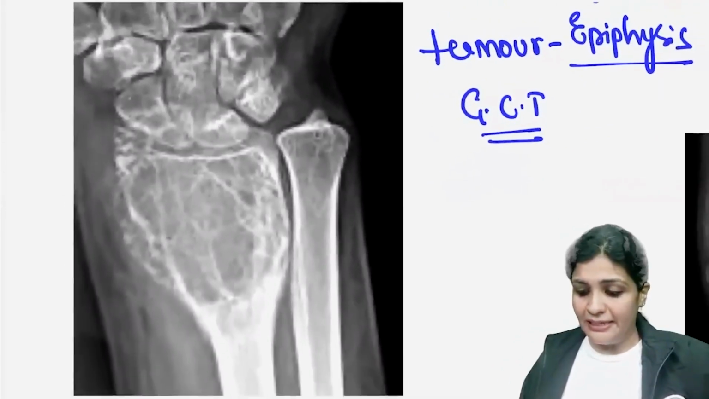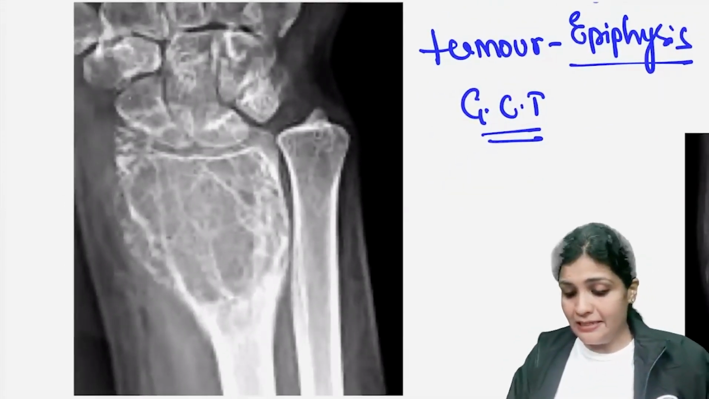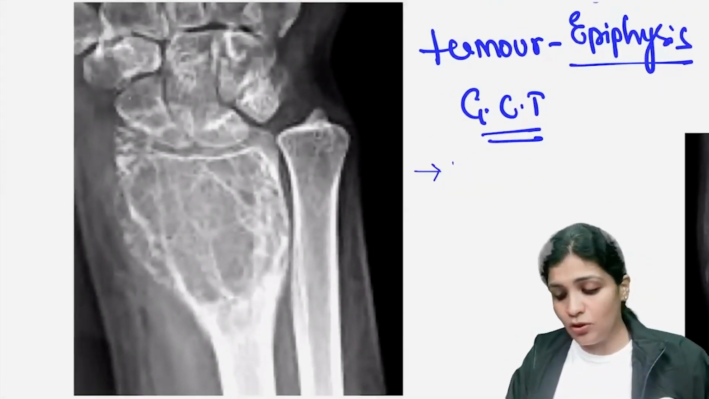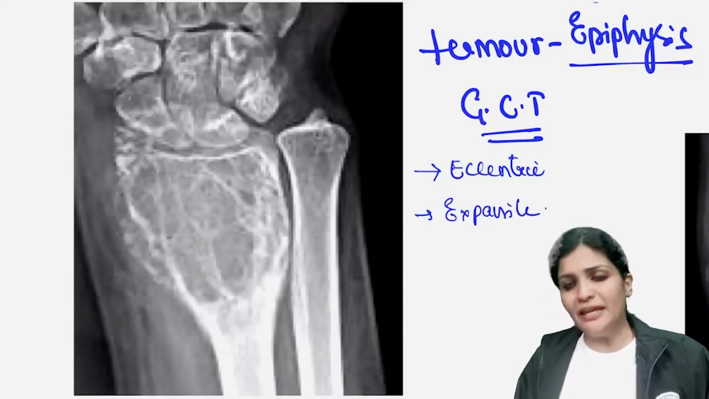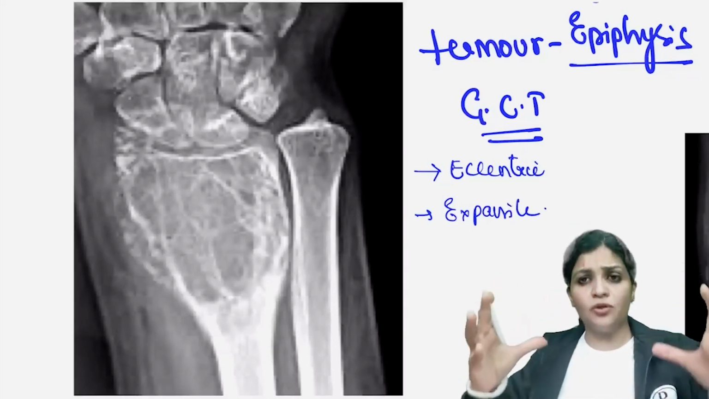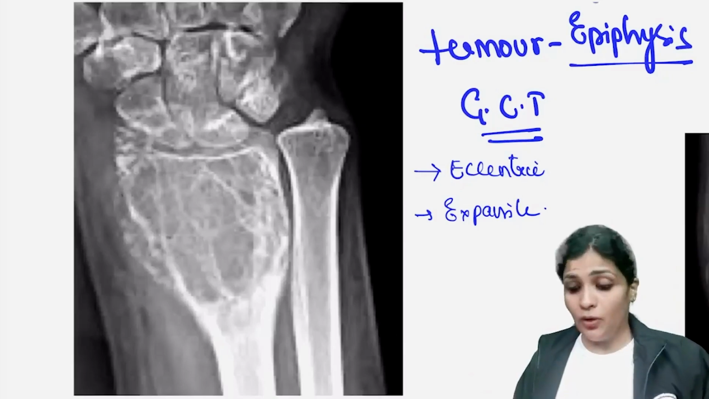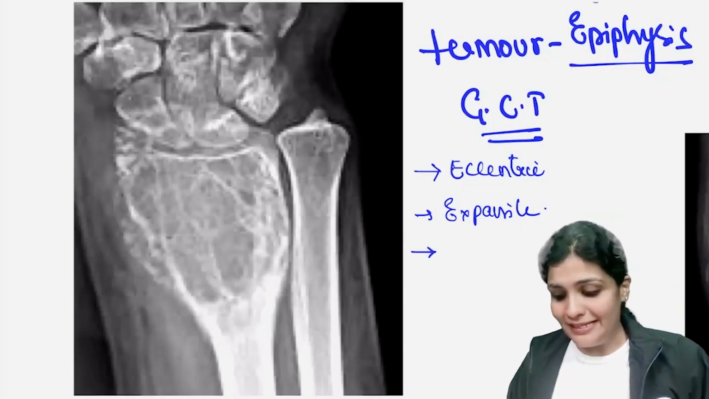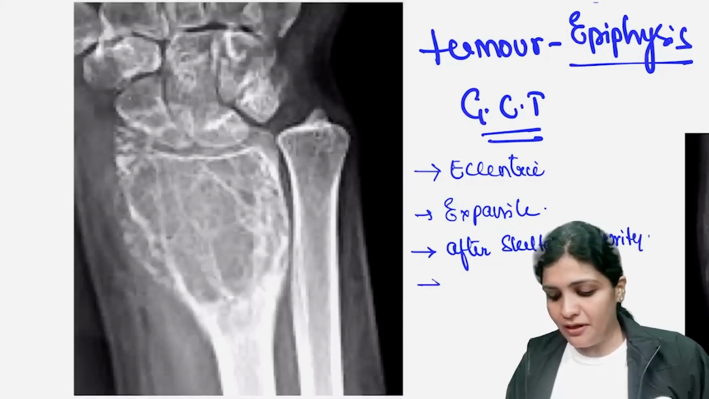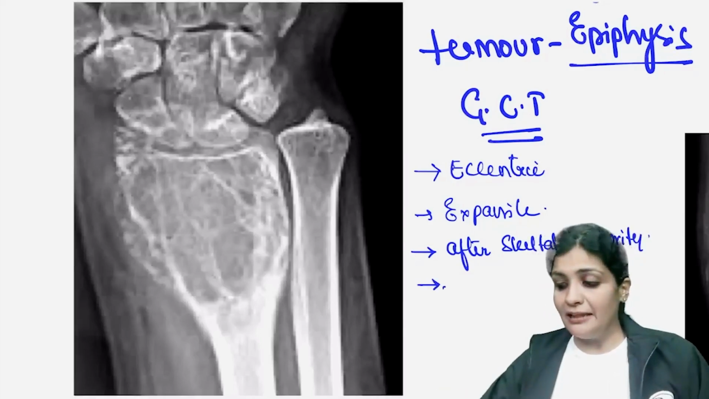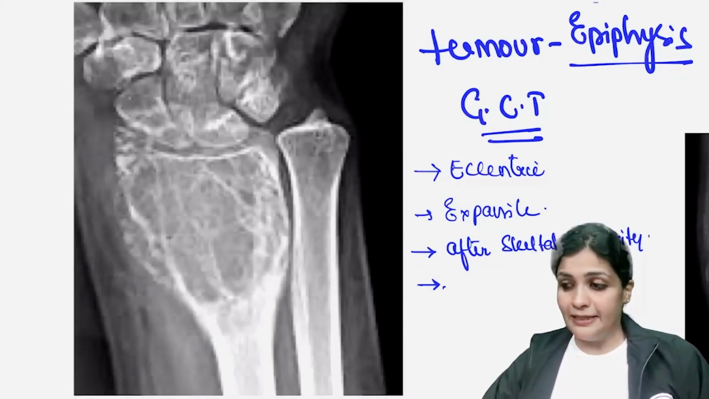So here if you see, this is a GCT, and in the GCT what you see is that this is also eccentric and this is also expansile. That means it is very aggressive. It encroaches on the joint but never crosses the joint line. And the most important thing is it is always seen after skeletal maturity. So the epiphysis closes, and then the GCT is seen there, right?